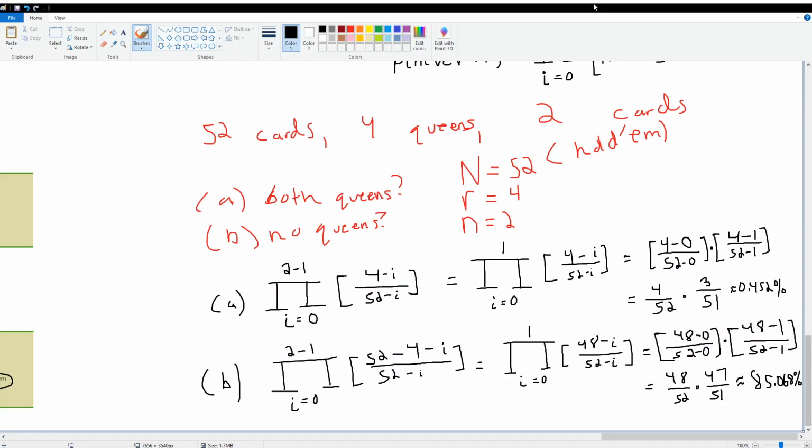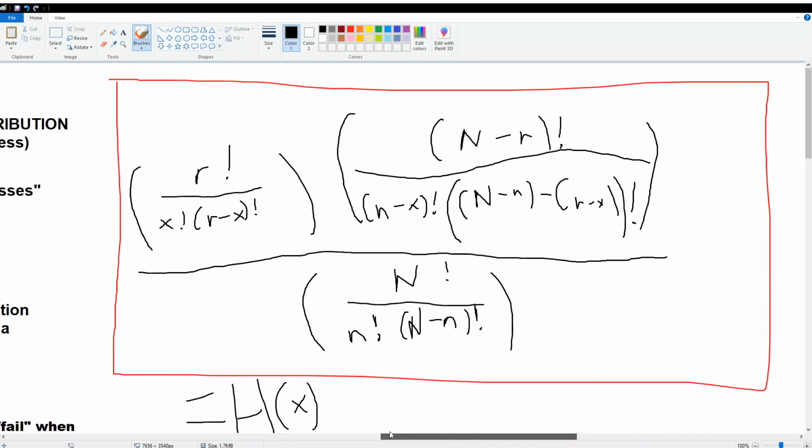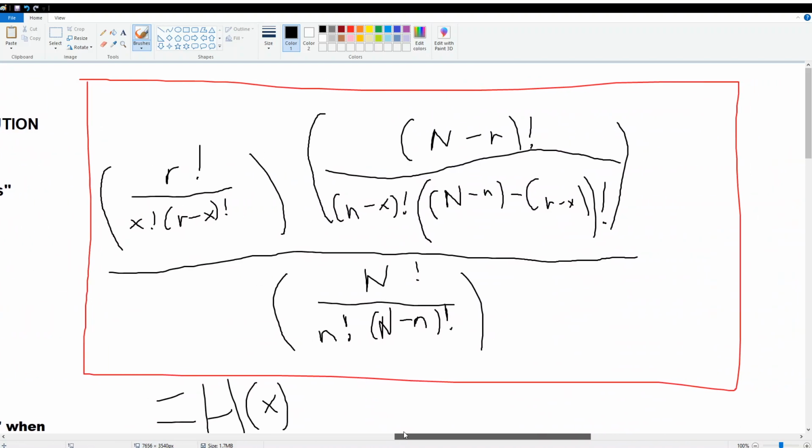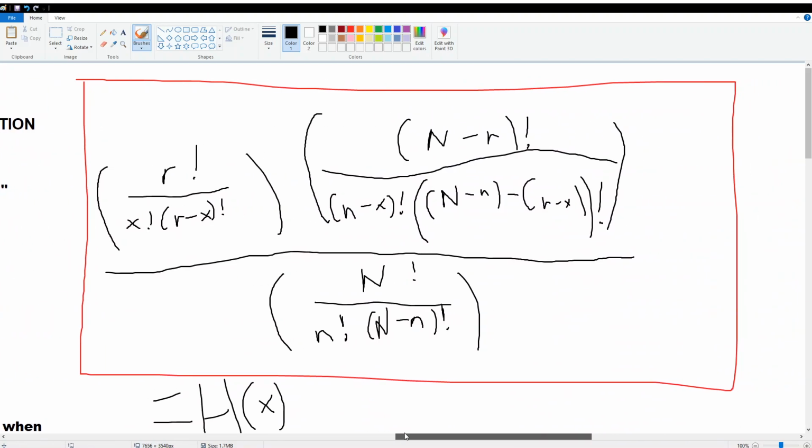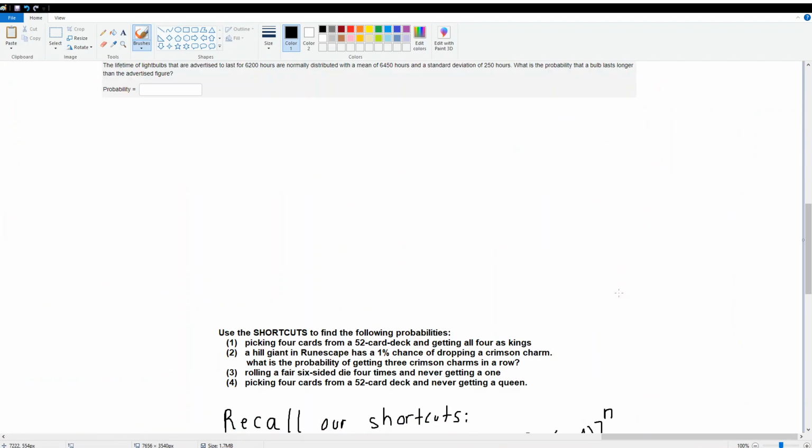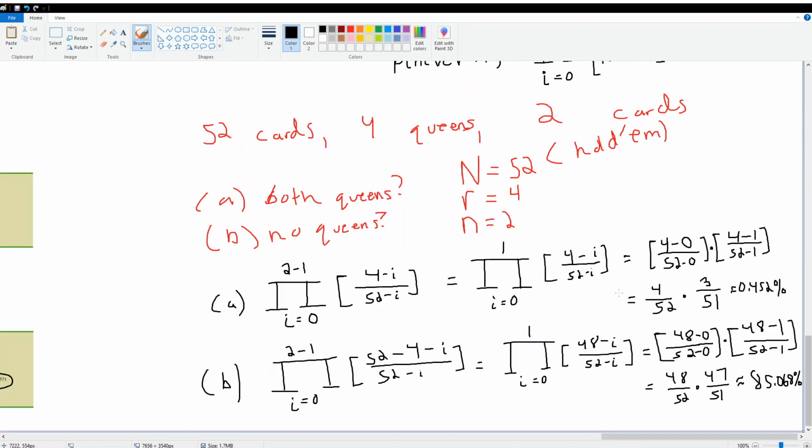Notice how this is way easier than using this whole big nasty thing. I recommend you don't use this. You can if you want to, and in the decimal assistance video, I show you how to, but I'd recommend using the shortcuts.